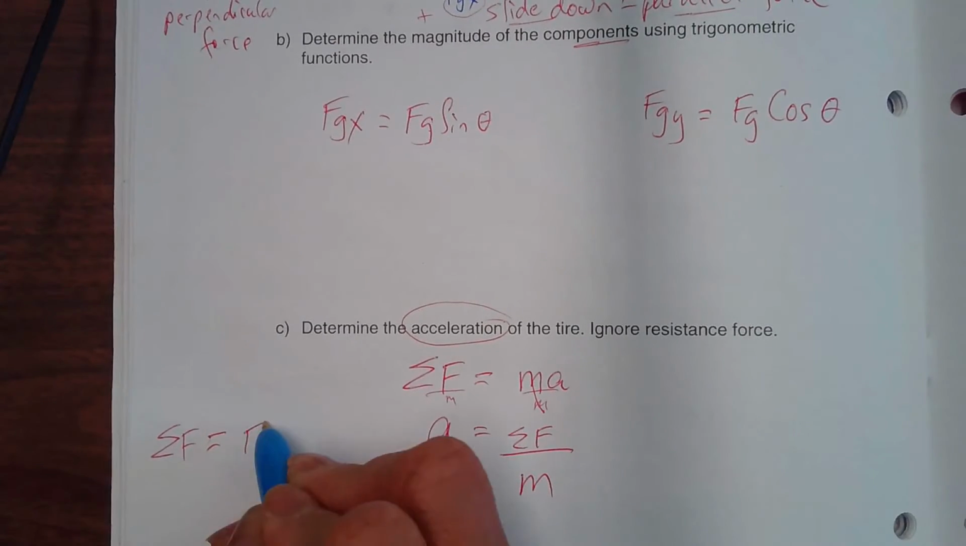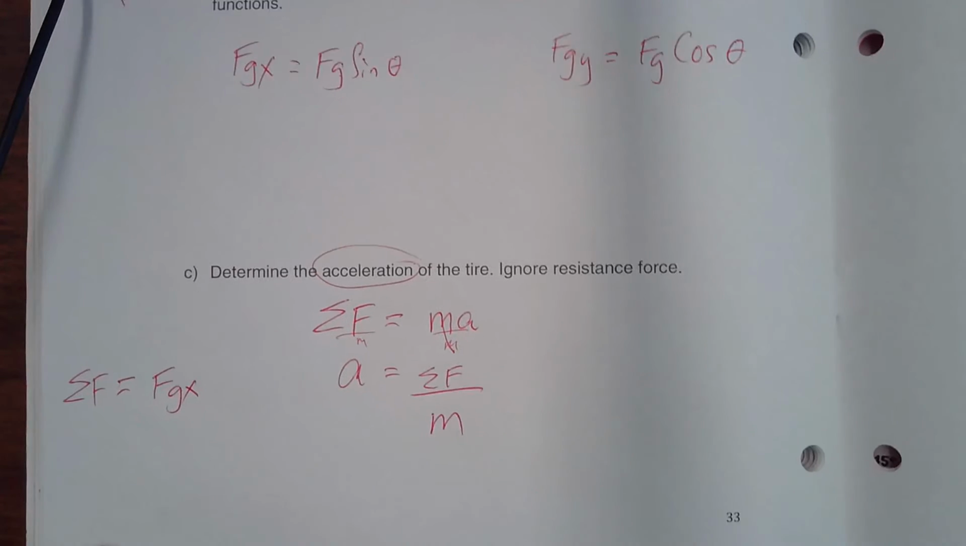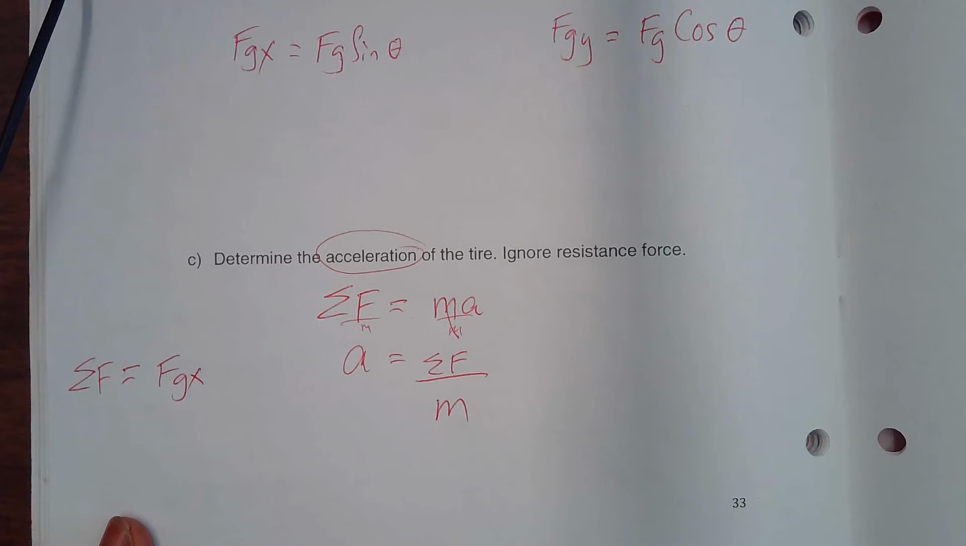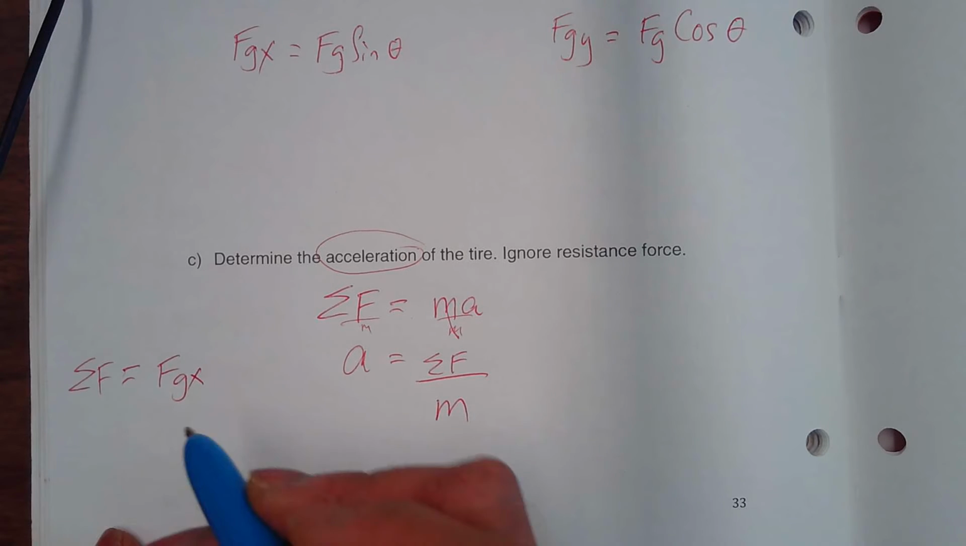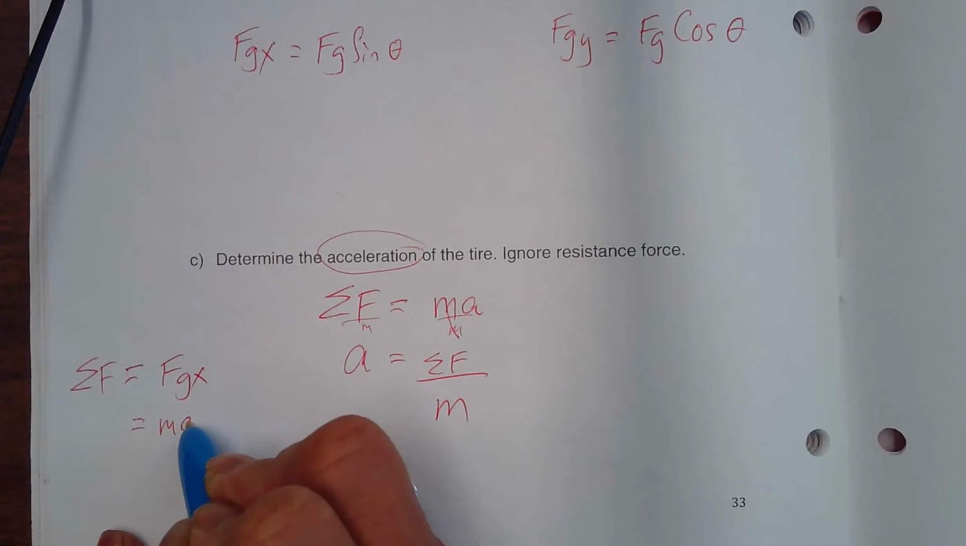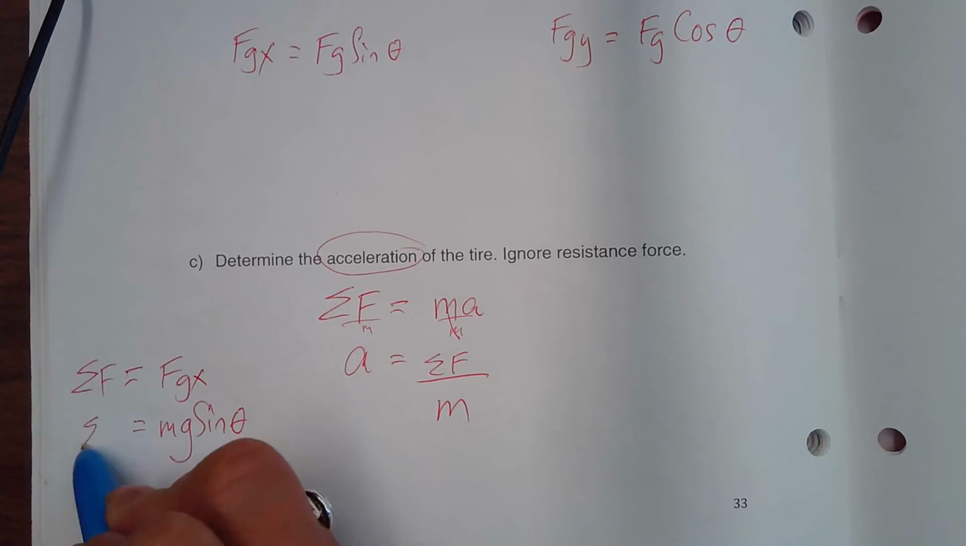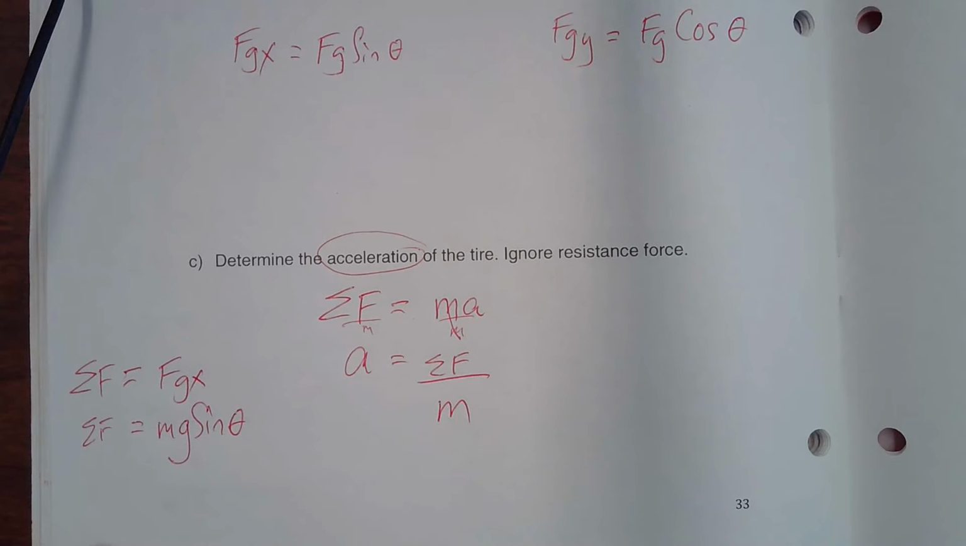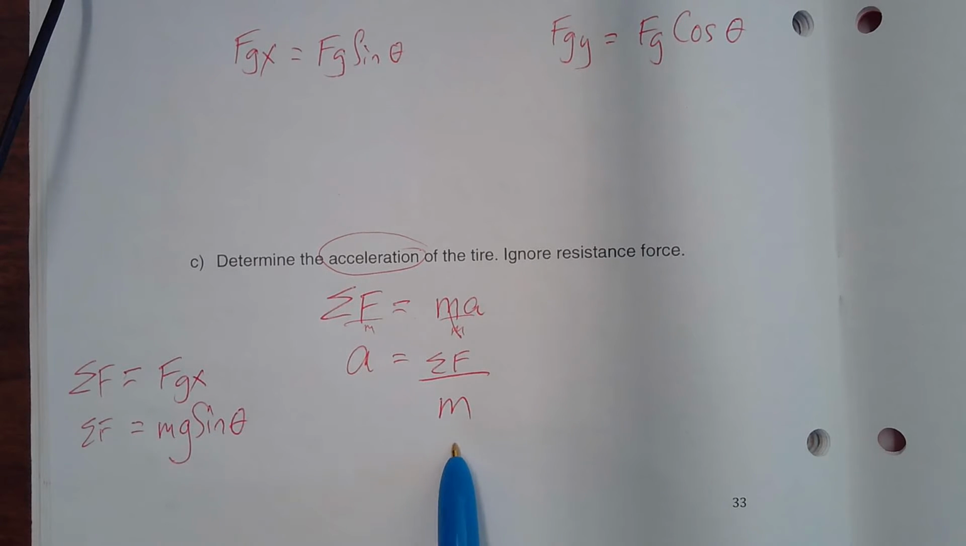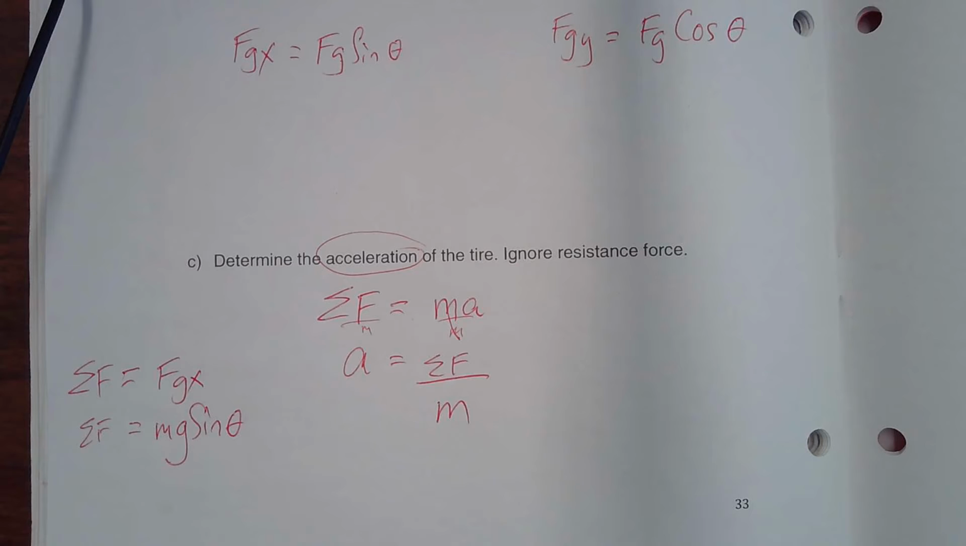So Fgx equals net force. You got it. Because you've already calculated Fgx, which is Fg, which is mg sine theta, that would be your net force. And you got everything there: your mass, g of 9.8, sine of 30 degrees. So you'll have that, and you divide it by the 2 kilograms. Done.